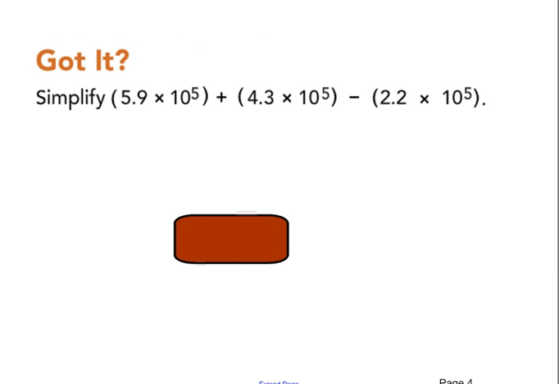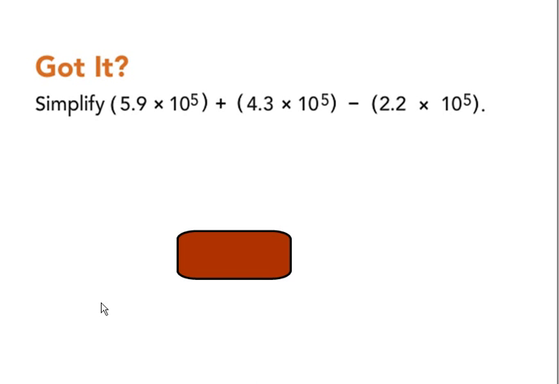Immediately following your focus question is a got it question, and it simply says to simplify. 5 9/10 times 10 to the 5th power plus 4 3/10 times 10 to the 5th power minus 2 2/10 times 10 to the 5th power. I'd like you to turn off the machine for a minute. I'd like you to take those three scientific notation numbers. You have two that are being added together, and the third one is subtracted. And when you come back, we'll see if you have the right answer.